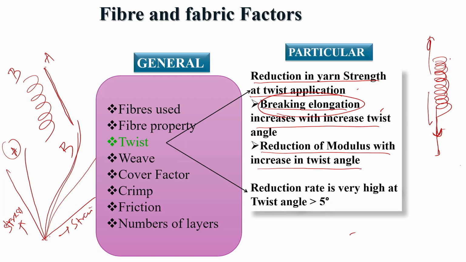As the twist angle increases, as I have already mentioned, the modulus reduces, and the reduction rate is very high at a twist angle of more than 5 degrees. So, we should not go beyond this limit. We should keep the twist angle at a very low level, although we need to apply twist, as we have discussed, to have an integrated structure.